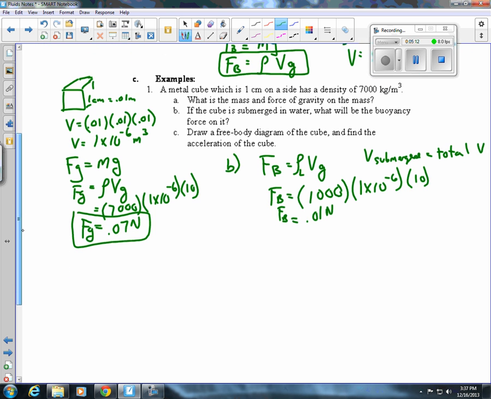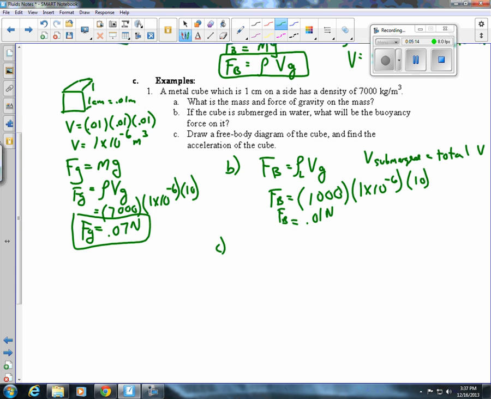Now I want to find the acceleration. In order to find the acceleration, we're going to have to draw a free body diagram. So here's the cube in the water.